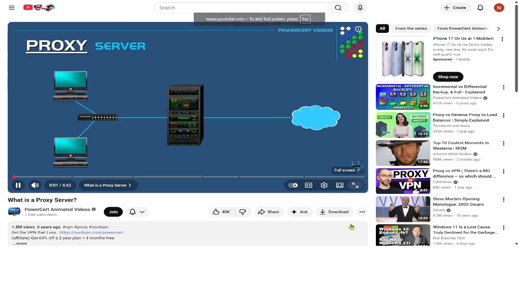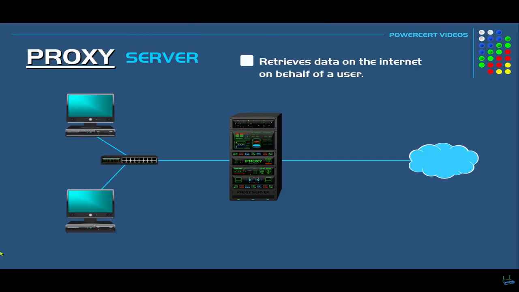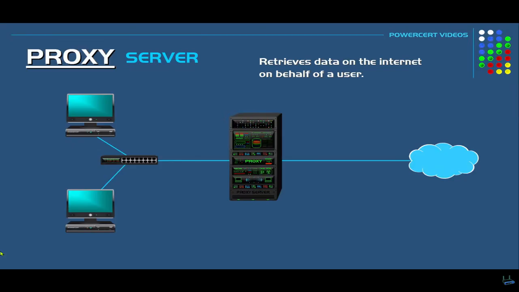What is a proxy server? So that is the topic of this video. Now, a proxy server is a server that retrieves data out on the internet, such as a web page, on behalf of a user. So for example, normally when a computer wants to view a web page out on the internet, you would just open up a web browser and then type in the address and retrieve that web page from its web server. Now, when you go through a proxy server, the proxy server will act like a middleman and will retrieve that web page for you.